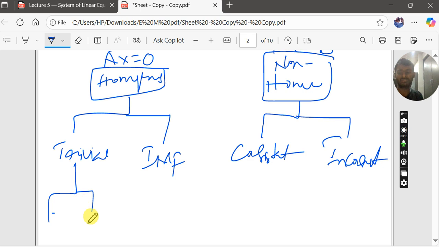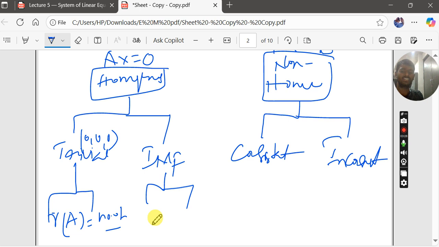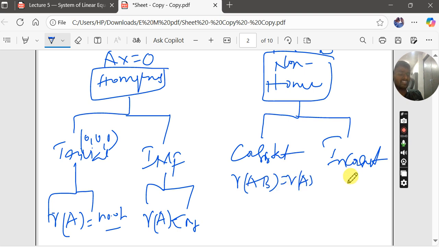In trivial we will get only one solution. The condition for that is when the rank of A equals the number of unknowns; then you will get only the trivial solution, which is nothing but 0. Infinitely many trivial solutions you will get when the rank of A is less than the number of unknowns. Consistent is when rank of AB equals rank of A, where AB is the augmented matrix. Inconsistent is when rank of AB is not equal to rank of A.